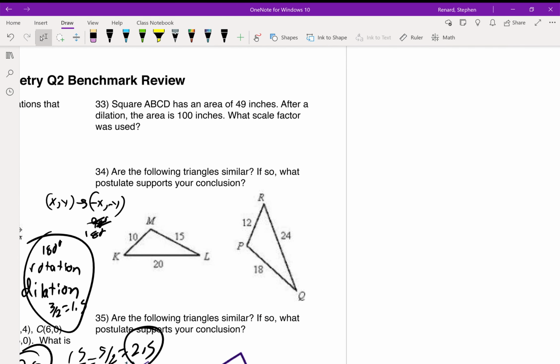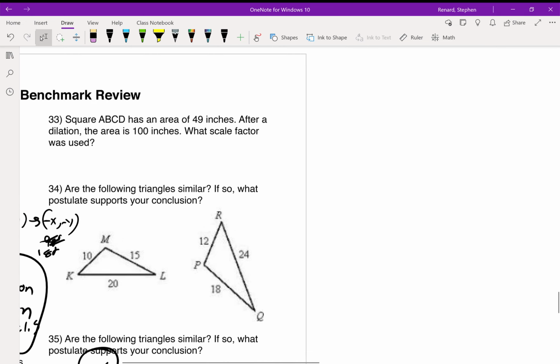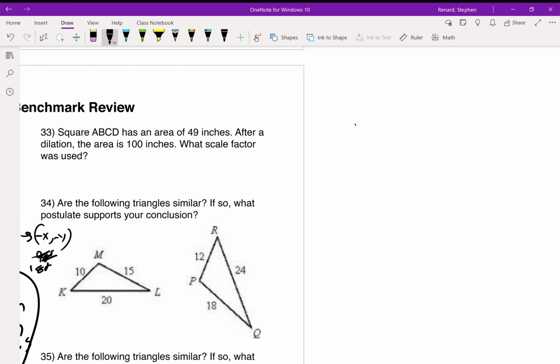Okay, last row. Let's do this. Square ABCD has an area of 49 inches; after a dilation it is 100 inches. What scale factor is used? We didn't do these, so we're going to skip it. If anyone's really interested, this is how it is. The scale factor when you go by perimeter is a 1-to-1 ratio.